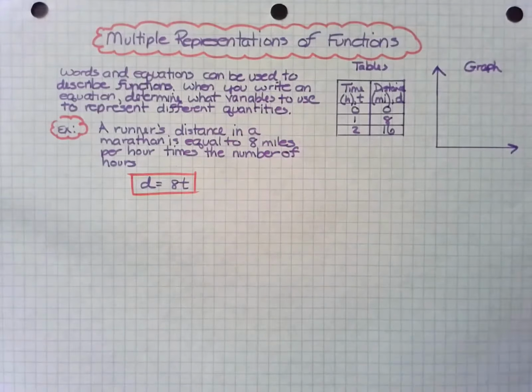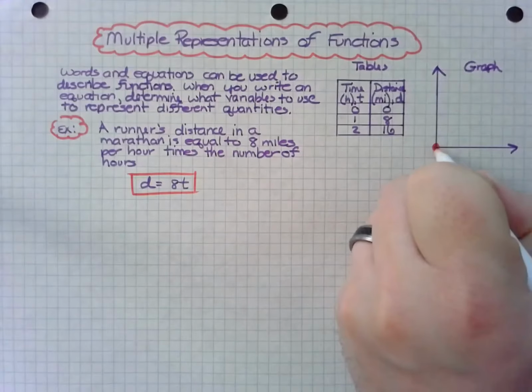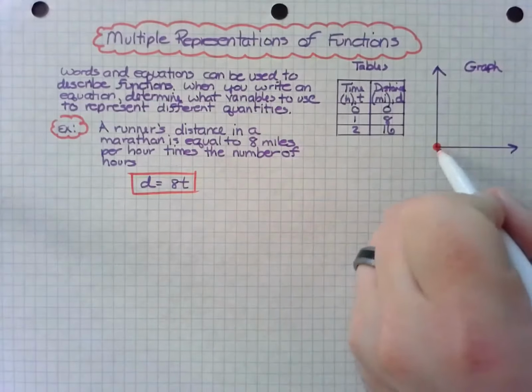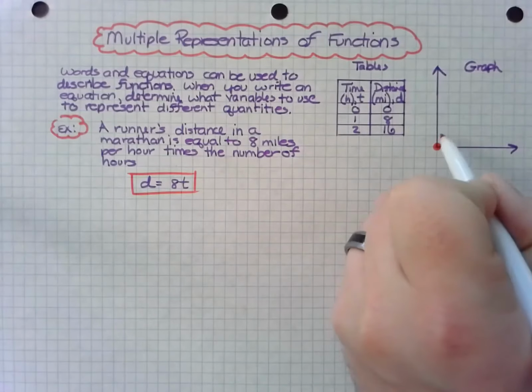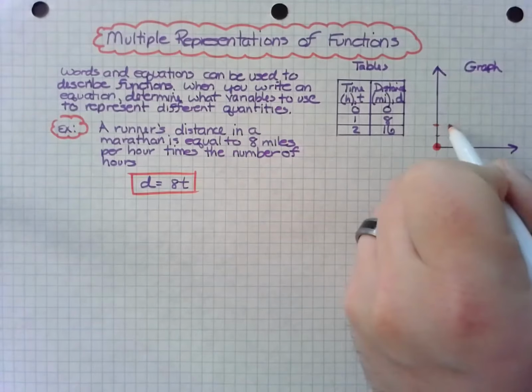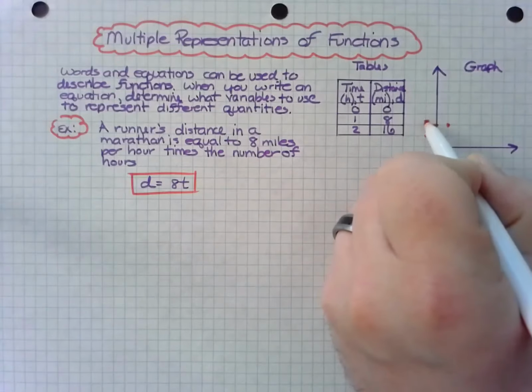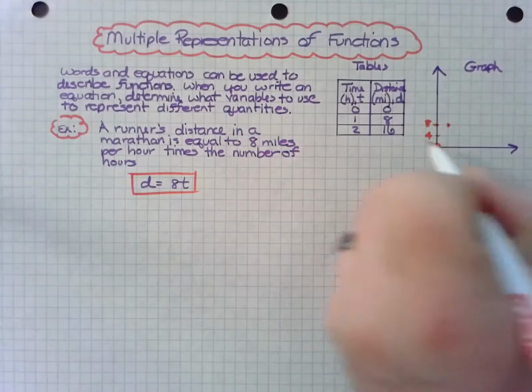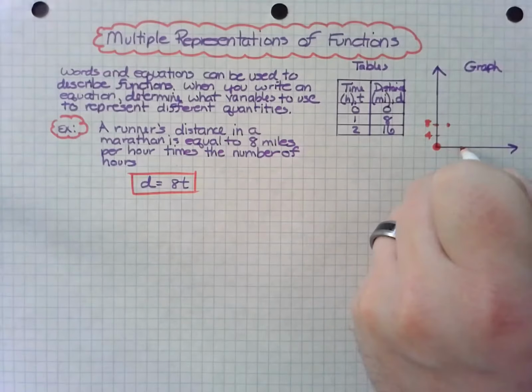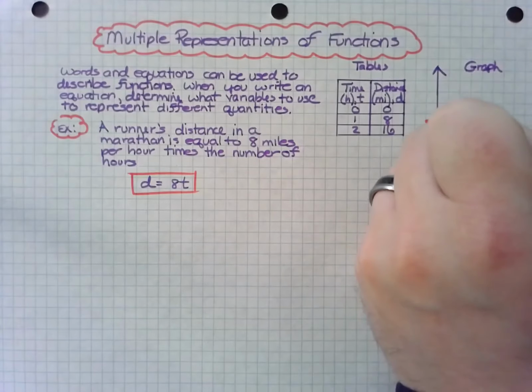And so I could plot those ordered pairs. 0, 0 is the origin. I move over 1 and go up 8. And so if I go by 4s, that way I can fit everything on the graph here. 2 to 16, 4, 8, 12, 16.